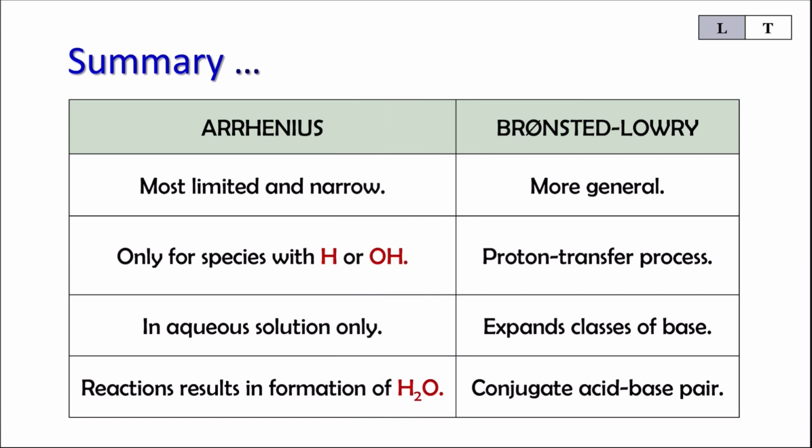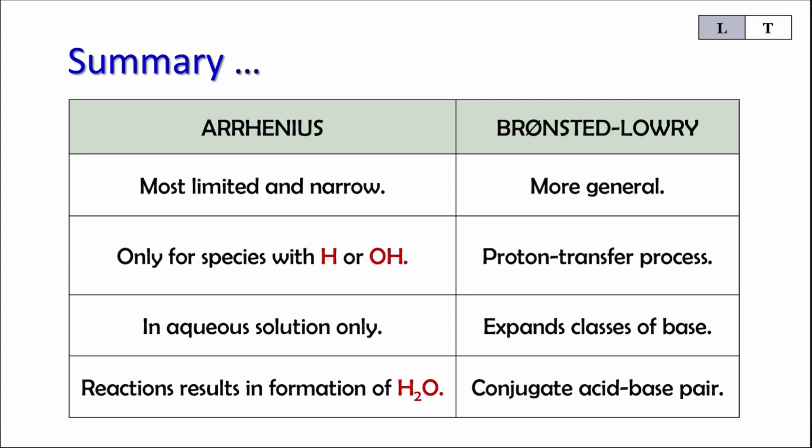As a summary, you can understand that Arrhenius theory dia sangat limited dan sangat-sangat narrow dia punya definition. Tapi Bronsted-Lowry dia sangat general sebab tu kita boleh identify. And then seterusnya kalau Arrhenius dia hanya untuk spesies H dengan OH sahaja, iaitu H plus OH minus. Tapi kalau Bronsted-Lowry, you can understand very well about the proton transfer. Sama ada spesies itu accepts H plus or donates H plus.